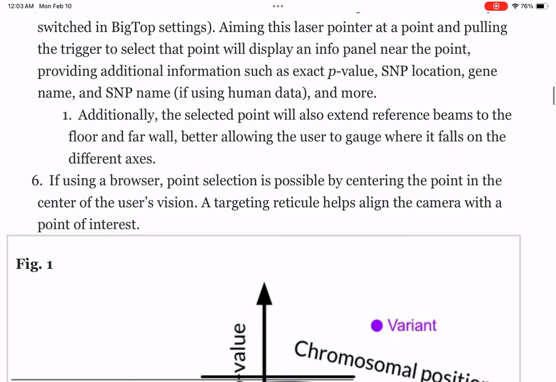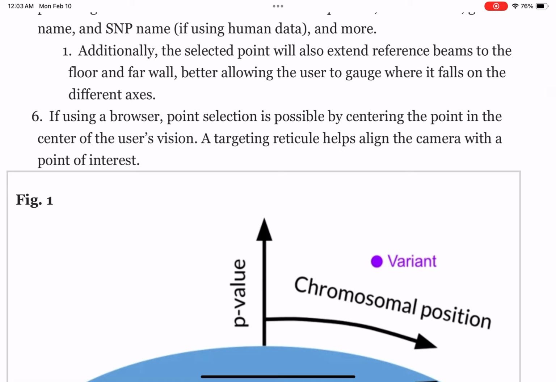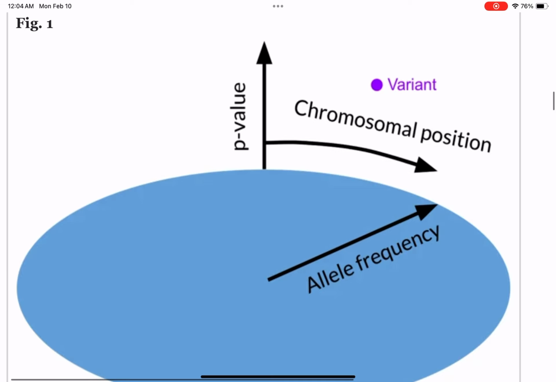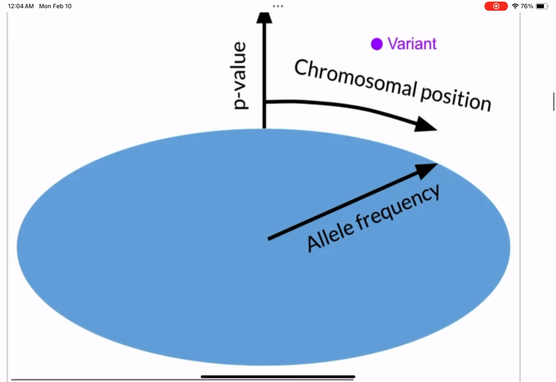6. If using a browser, point selection is possible by centering the point in the center of the user's vision. A targeting reticule helps align the camera with a point of interest. Figure 1. Illustration of the mapping of SNPs in a three-dimensional space.